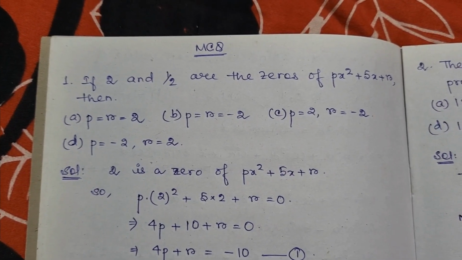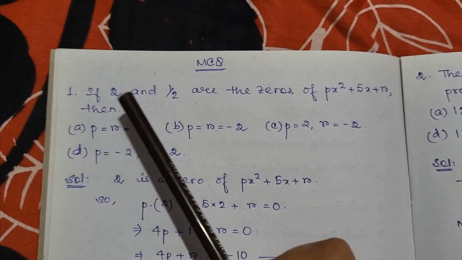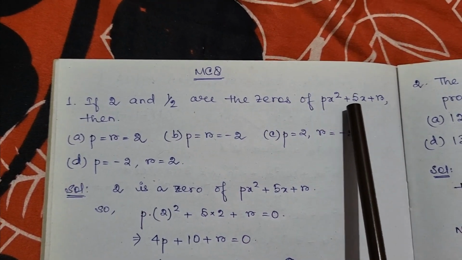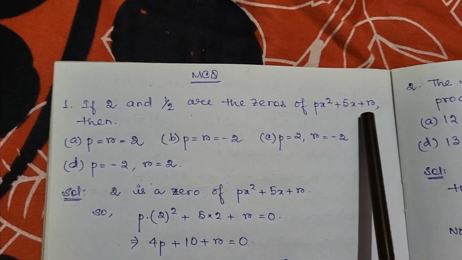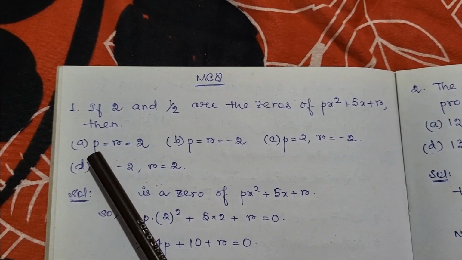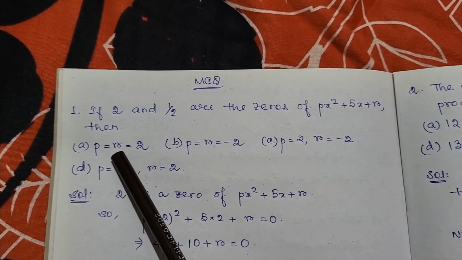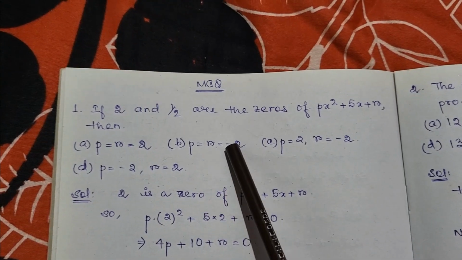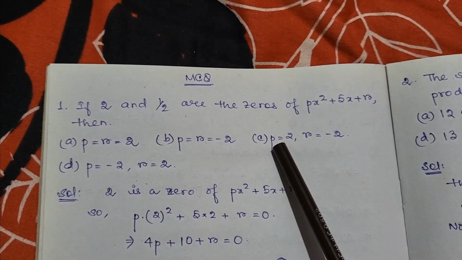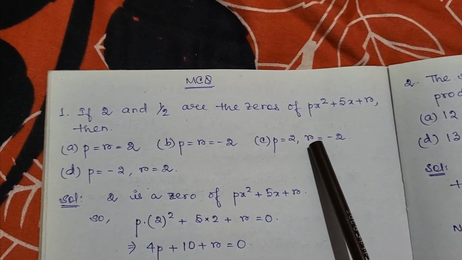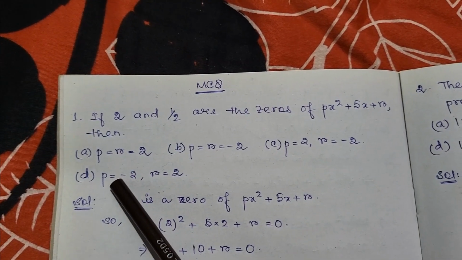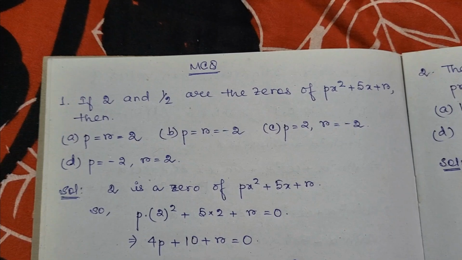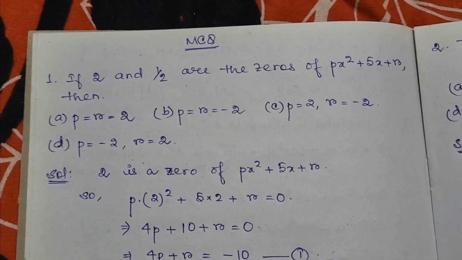First MCQ is, if 2 and half are the zeros of px square plus 5x plus r, then is p equal to r equal to 2, or p equal to r equal to minus 2, or is p equal to 2 and r equal to minus 2, or is p equal to minus 2 or r equal to 2. Now coming back to the question, what does it mean?